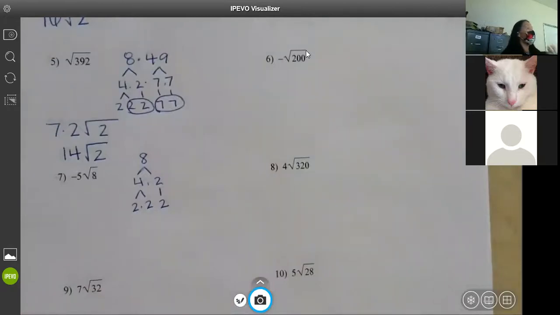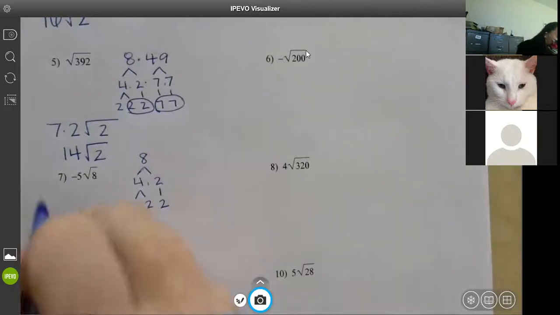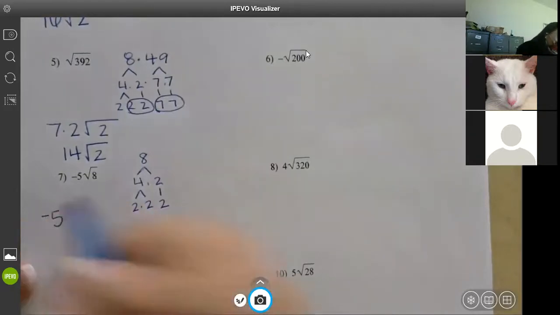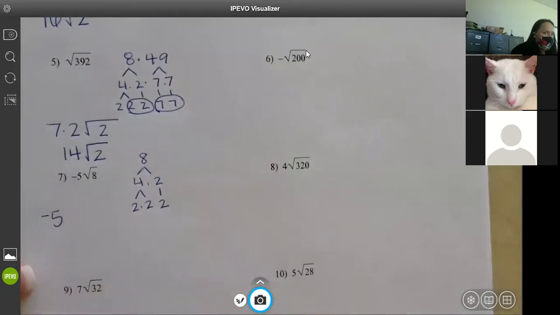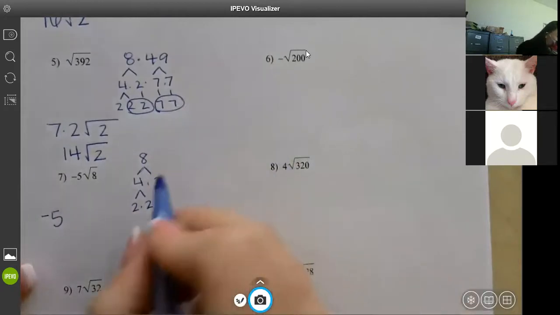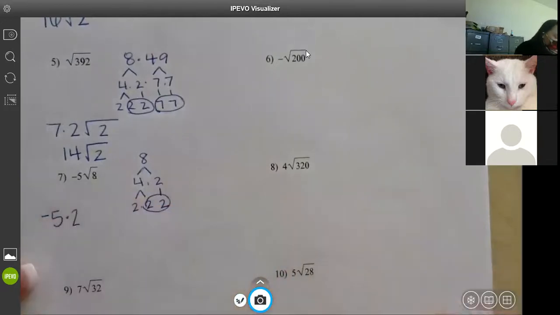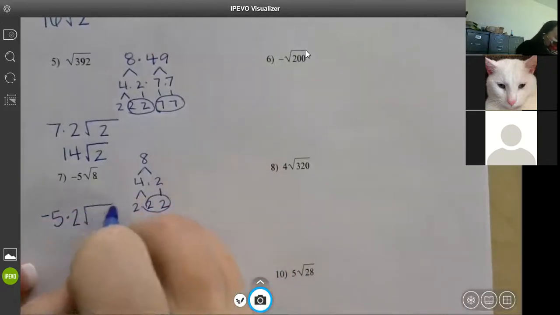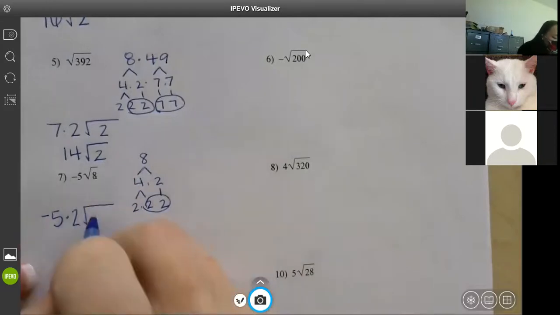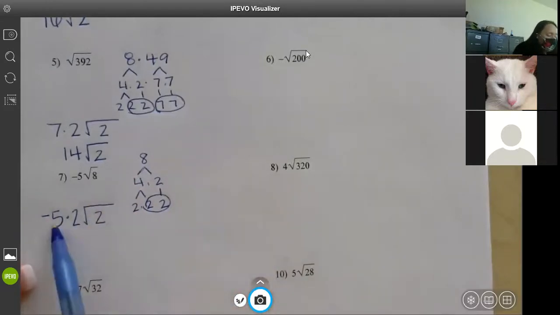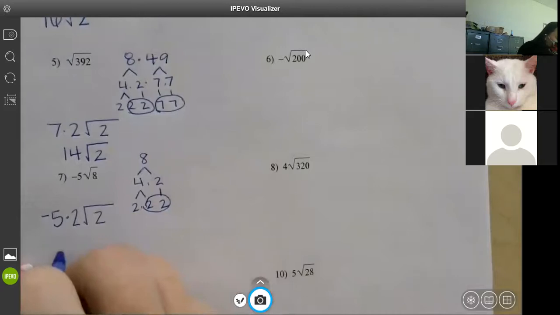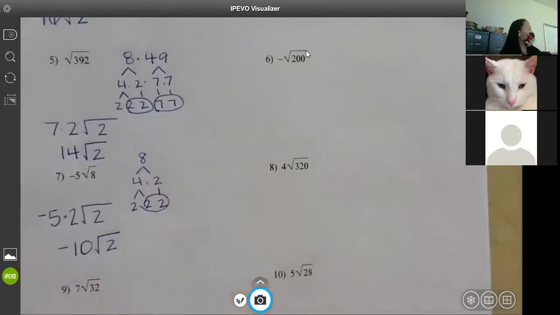All right, so this one's different because we have a number outside, but you treat it just like it was already a pair. So we're going to write down our -5. We already have it on the outside. What did we have a pair of? 2s. So we're going to multiply that by that 2. What did I leave inside, or what did I not circle? 2. Then clean it up. What's -5 times 2? -10. And then square root 2.